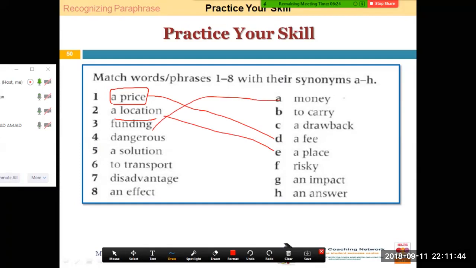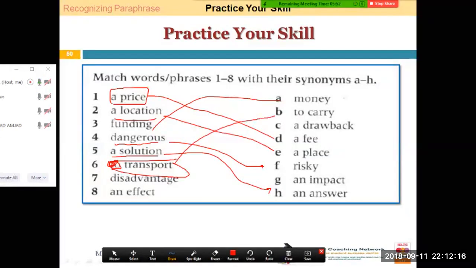Then dangerous. Risky, sir. Okay, now please hold on to this answer. And then a solution, an answer, sir. Perfectly fine. Then to transport, to carry, sir. Here I want to tell you only one thing: even if I remove "to" from here, whenever there is a verb, you may find its meaning with "to do this thing." Transport may be a noun, but to make it a verb, we just add "to" with it.